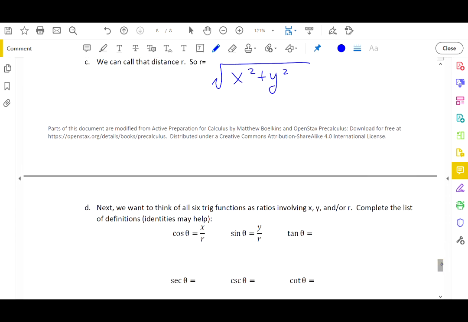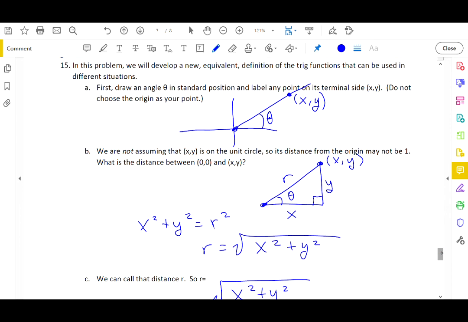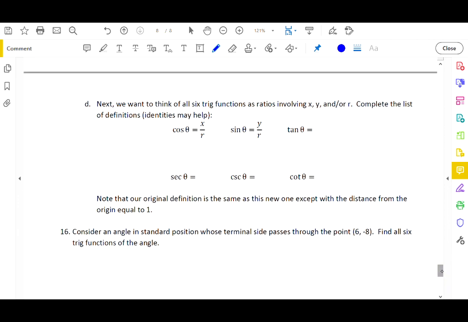Next, we want to think of all 6 trig functions as ratios involving x, y, and or r. So if we look at our triangle, the trig functions are going to be all the possible ratios of the side lengths. Although if we're not in quadrant 1, these values may be negative, so they're not necessarily lengths. So it says complete the list of definitions. Identities may help. So we're told sine and cosine. So cosine is x over r, sine is y over r.